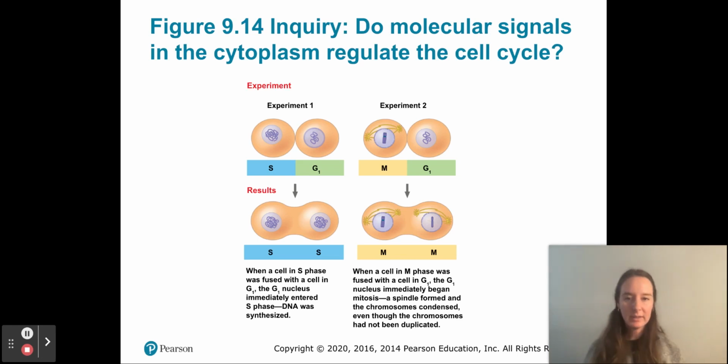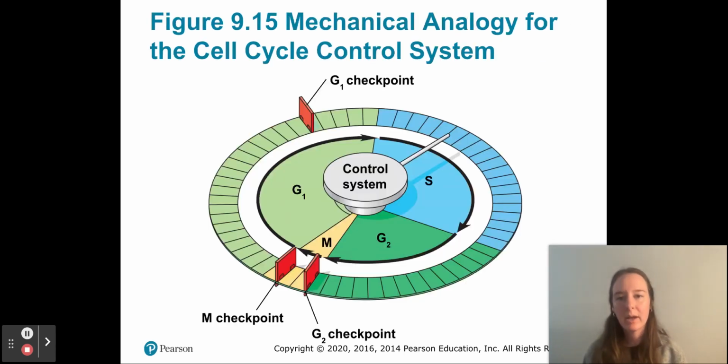So what is it that's causing the cells in G1 to move into the S phase in this case, or the M phase in this case? What are these factors? And scientists predict, well, maybe there's some sort of molecular signals. Maybe there's some sort of molecule that's telling the cell and communicating to the cell, hey, it's time to move into the next phase. So let's explore that here.